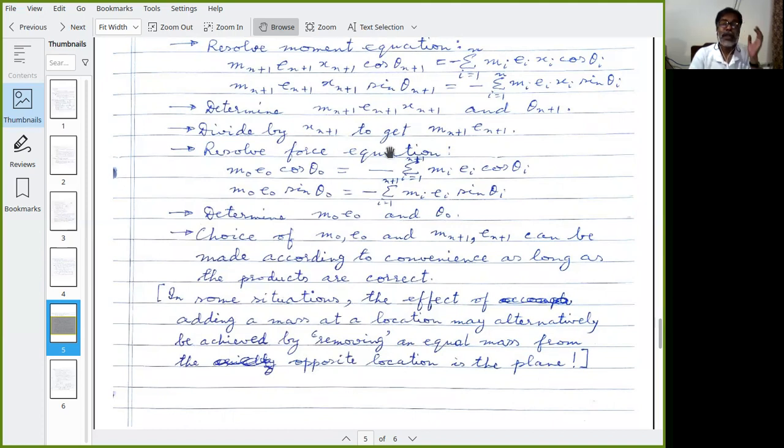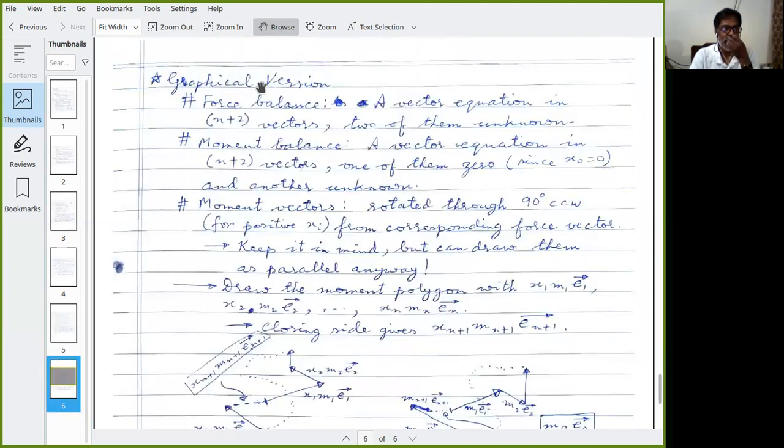Now, this is the calculation version. The drawing version, the graphical version. Here, make note that the force balance is a vector equation in n plus 2 vectors. Two of them only. Two vectors only, one vector equation. Moment balance is also a vector equation in n plus 2 vectors, but by the reference that we have chosen, one of them is 0 because X0 is 0, and this you will utilize as we did in the calculation. So we start with that.